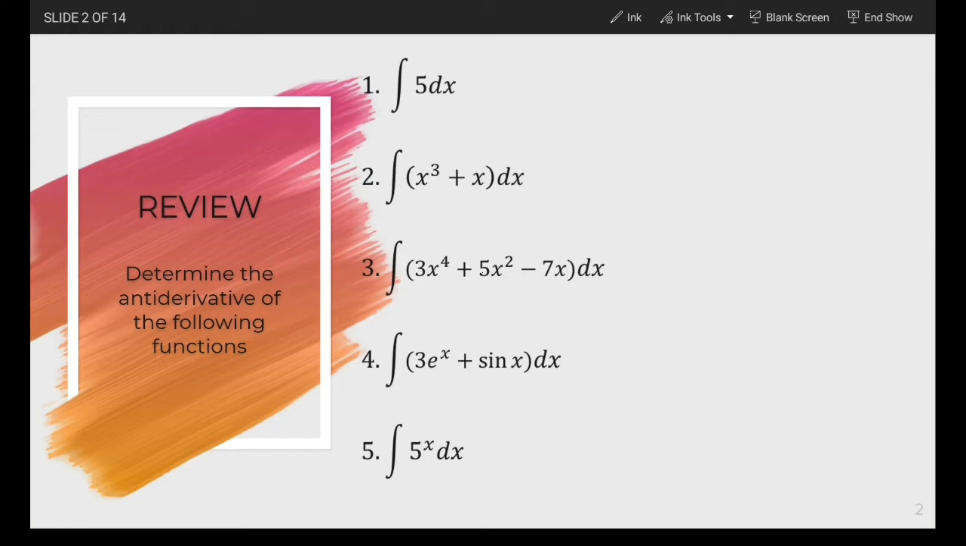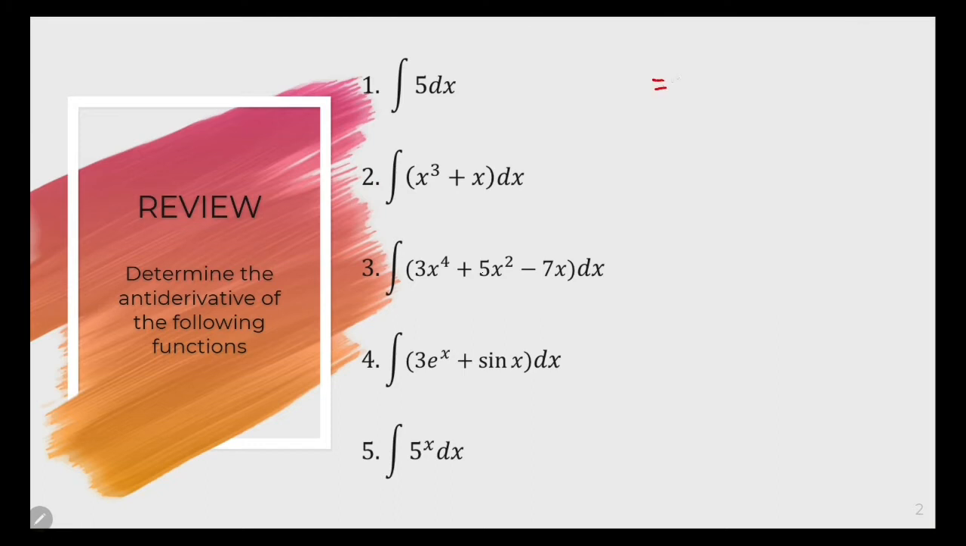First, number one, what is the integral of 5 dx? The integral of a constant, the integral of a dx, is equivalent to ax plus c. So applying that basic integration rule, the integral of 5 dx is equivalent to 5x plus the constant c.